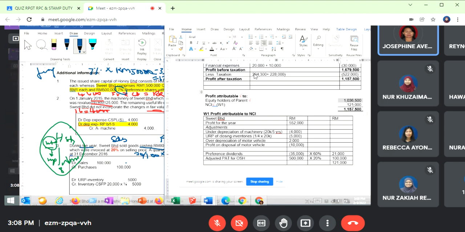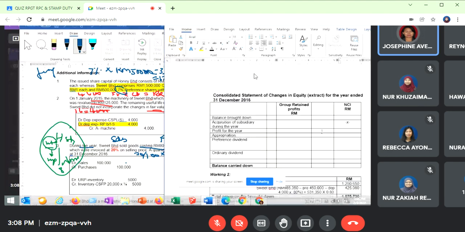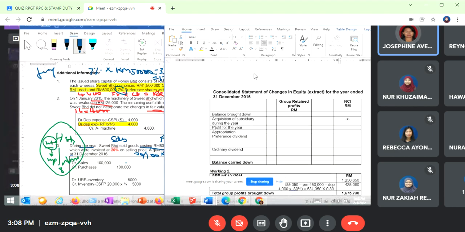And then after that, you just transfer this figure. You already prepared the template for the next statement. You just transfer the figure to this statement. So you already have this line item profit for the year. So you just transfer it to this column. Transfer to that column.